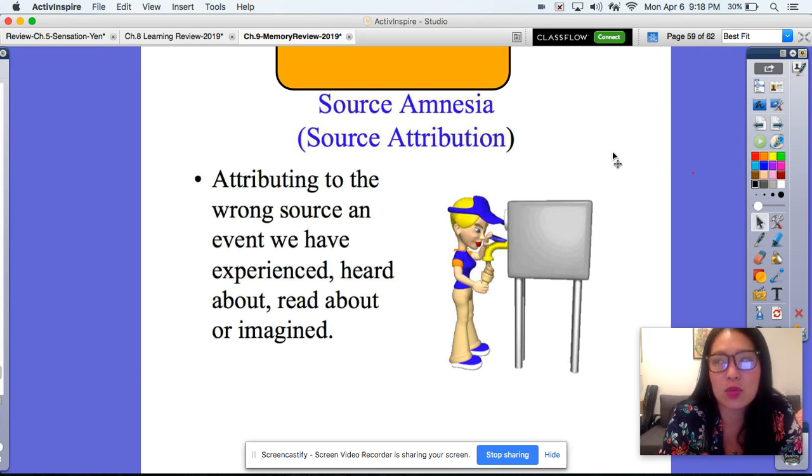Or let's say you thought you had experienced something or had heard something from one person, but really it was from another person. Or maybe it happened in your dream, or it happened on a TV show, but not actually had happened. So you're attributing it to the wrong source.